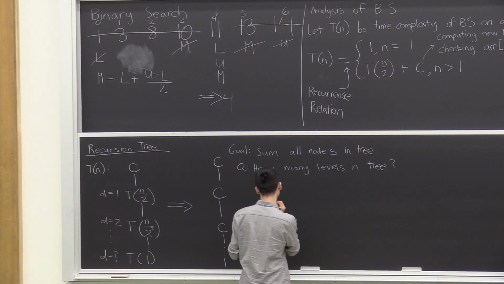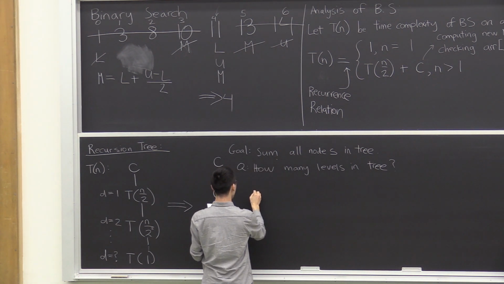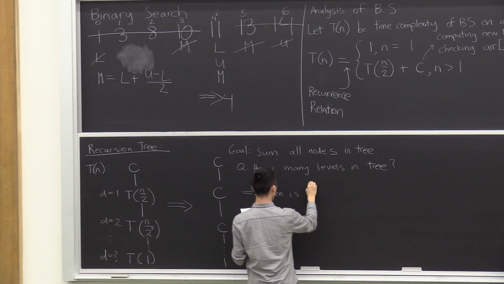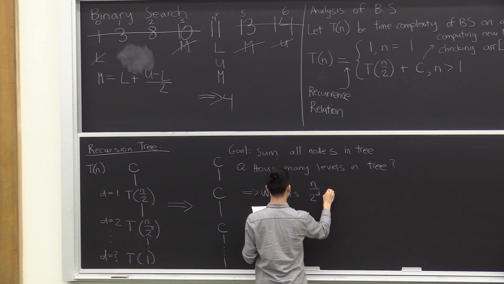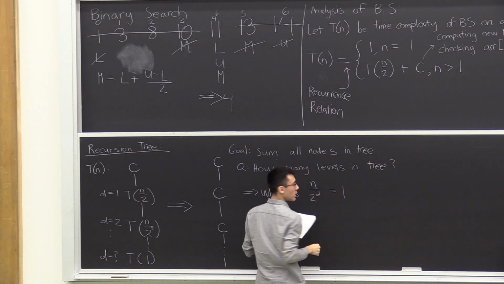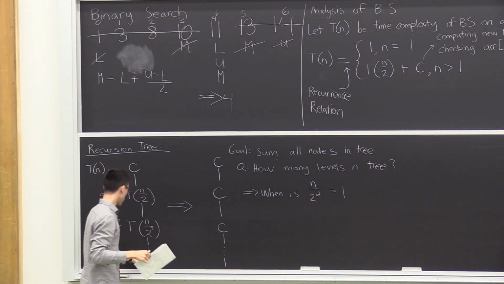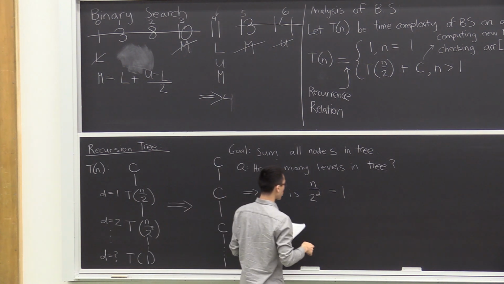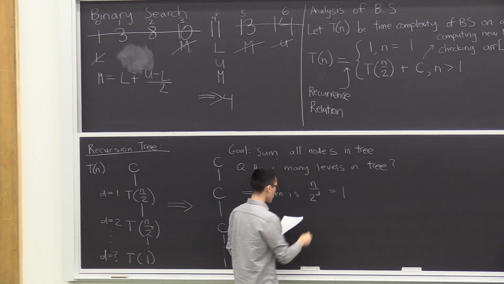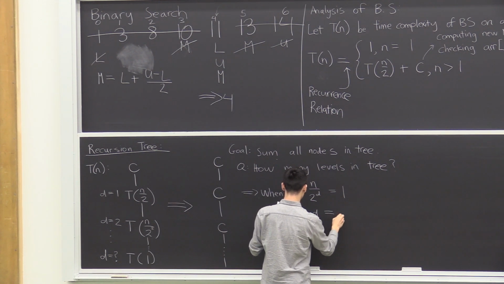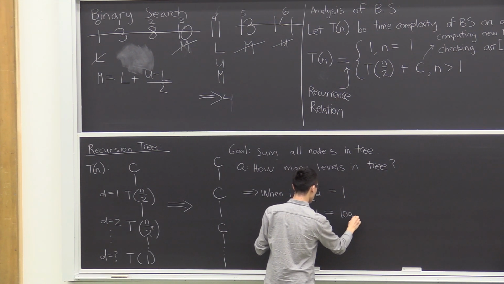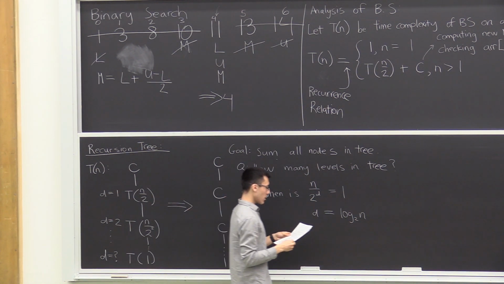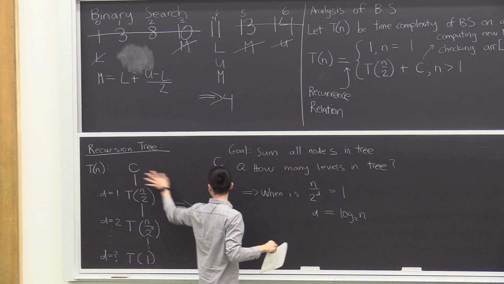So what we want to find is when n over 2 to the d is equal to just this term here, so T of 1. Okay, so we can solve for d. And we know that d will just be equal to log base 2 of n.